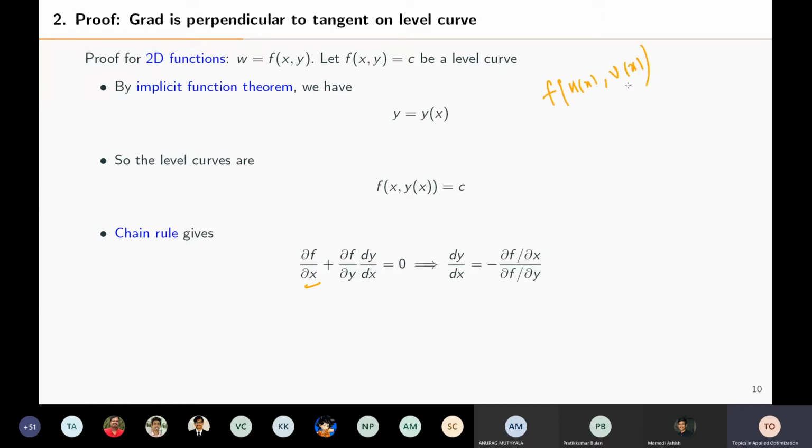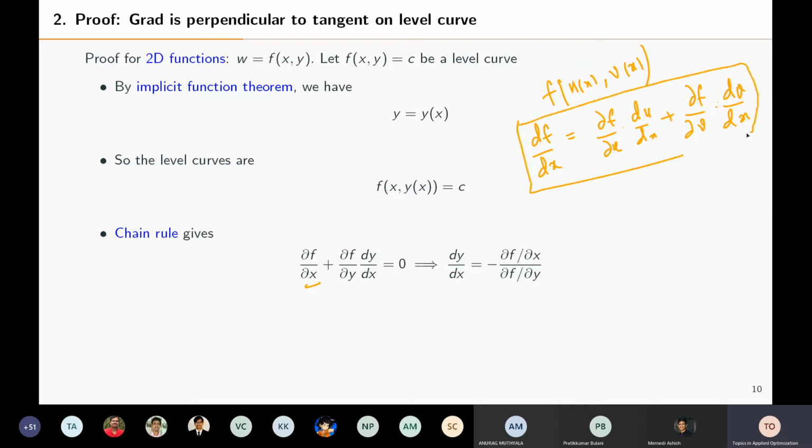If we recall calculus, if I want to take the derivative of f with respect to x, then I have to do del f by del u times du by dx plus del f by del v times dv by dx. So this is what we know. If you forget, this is what we have. In this case, u is x, and v is y.